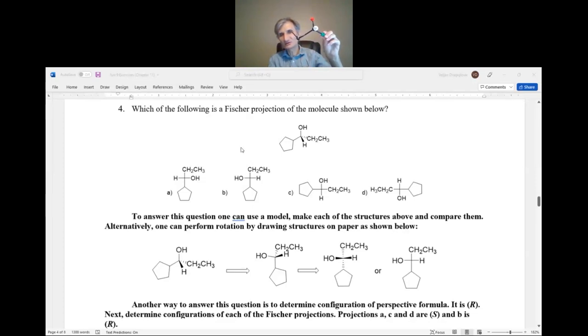Now how do you convert it to a Fischer projection? Well, a Fischer projection is a bow tie convention, which means you simply flip it in such a way that when you look at it, horizontal bonds project towards you and vertical away from you. And you look which of these formulas matches it. Which of these formulas has OH on the right, hydrogen on the left, cyclopentyl down? Actually, this is it.